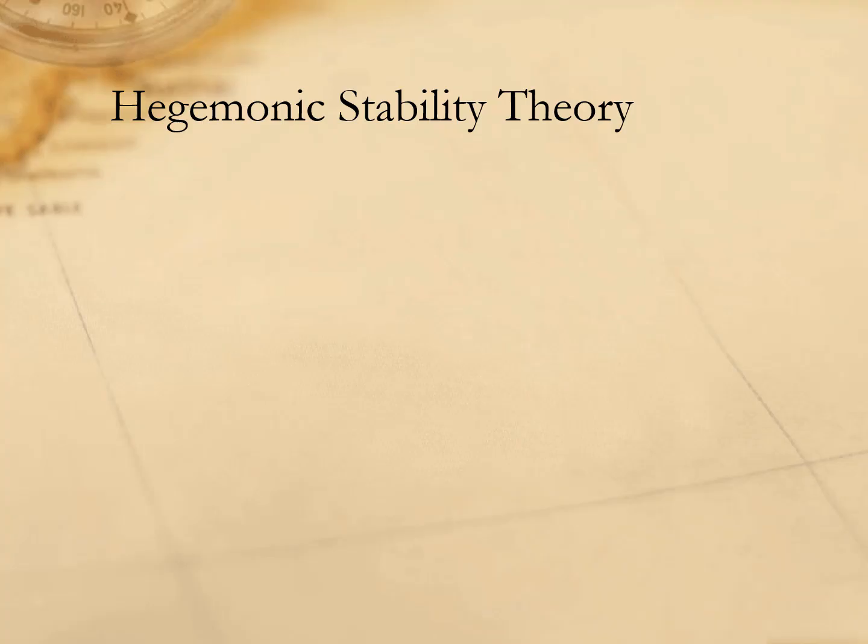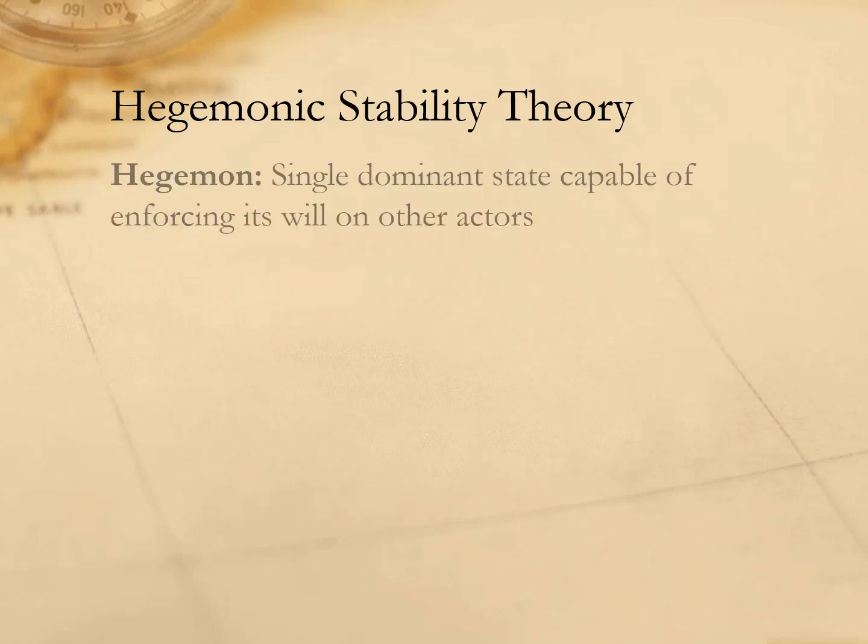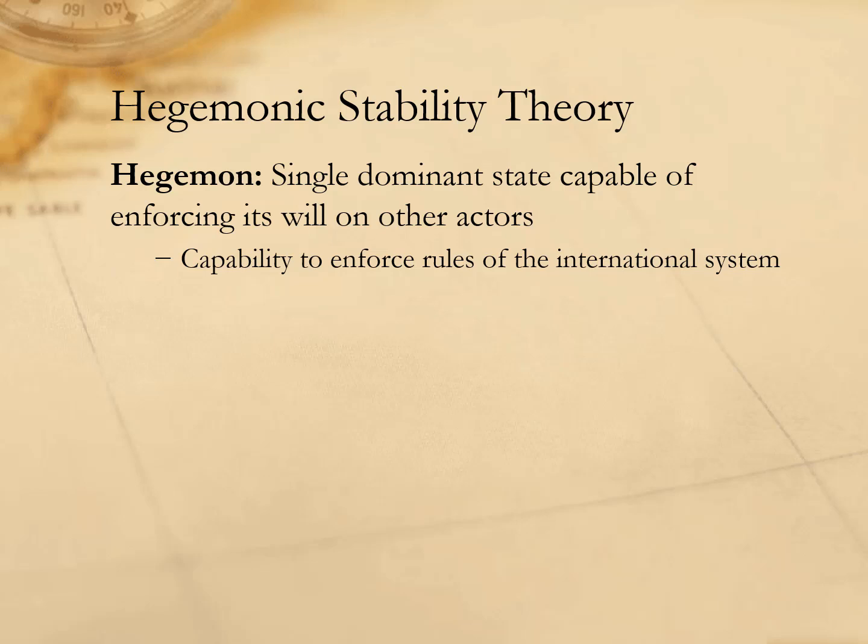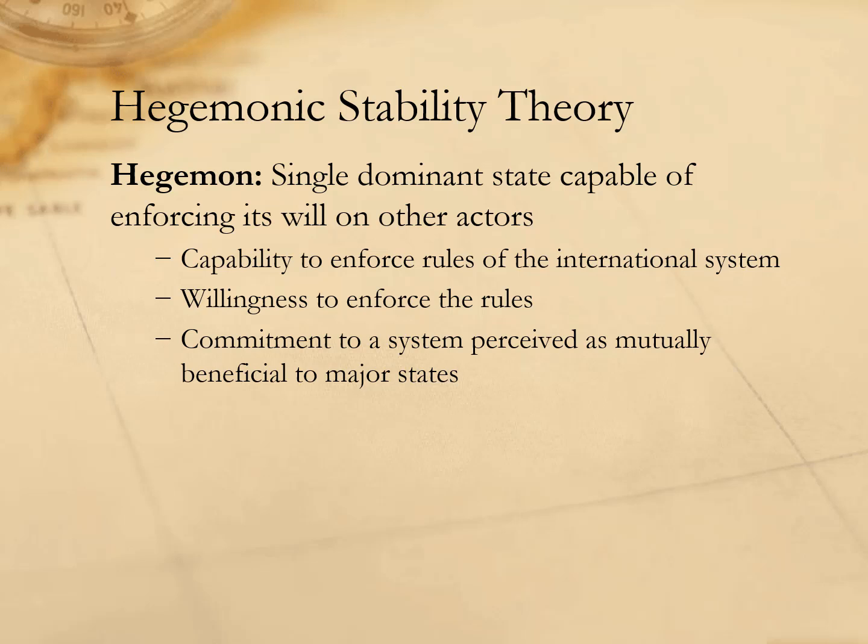Now, hegemonic stability theory really deals with the implications of a unipolar system. Remember that under such a system, there is a single dominant actor or state that's capable of enforcing its will on other actors in the international system. Now, to be a hegemon, a state generally must have the capability to enforce the rules of the international system on the other actors. It needs to have the willingness to do that, to enforce those rules. And it needs to have a commitment to a system which is at least perceived as being mutually beneficial to the other major states in that system.